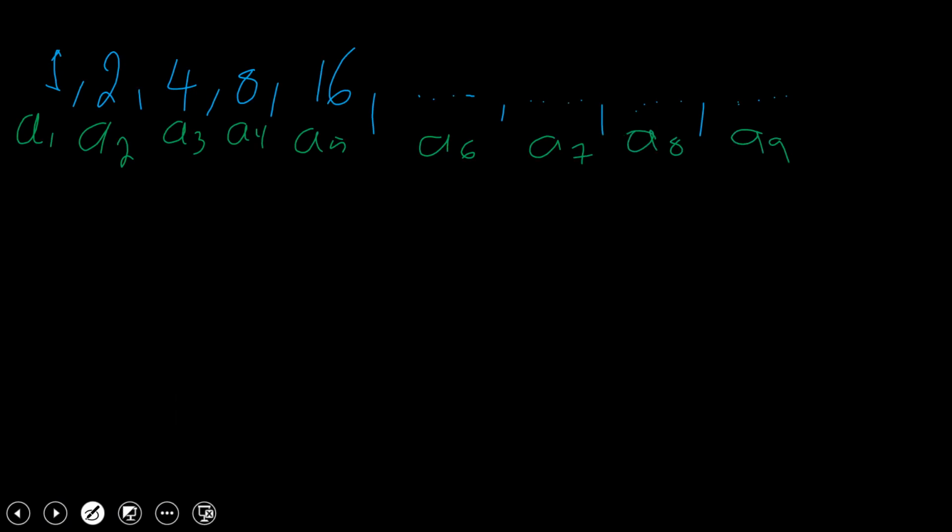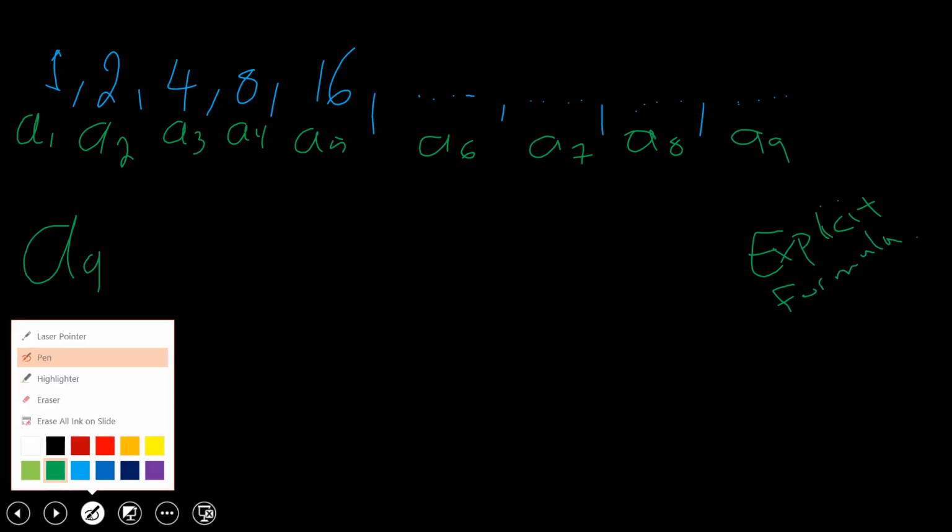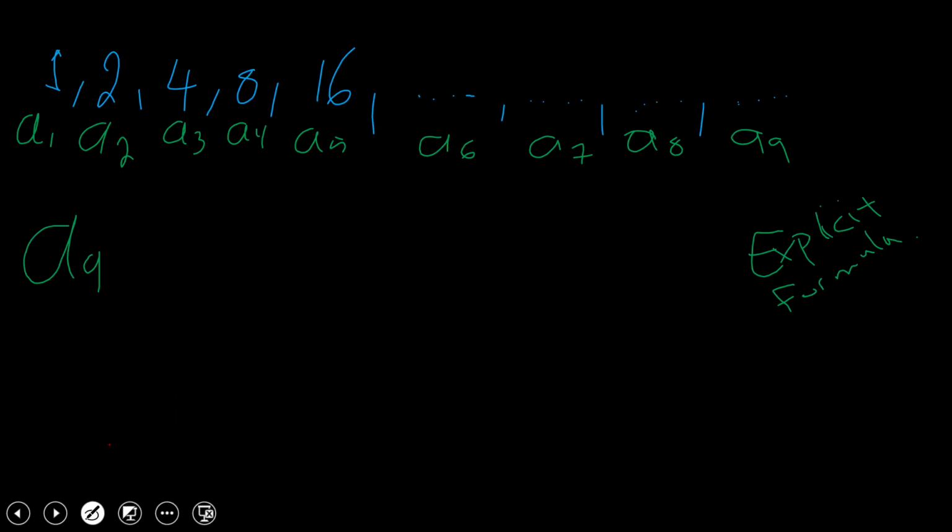Now, I want you to find A sub 9, using the explicit formula. So let's find A sub 9 using the explicit formula. What does the explicit formula tell me? It says that a sub n is a sub 1 times r to the power n minus 1.